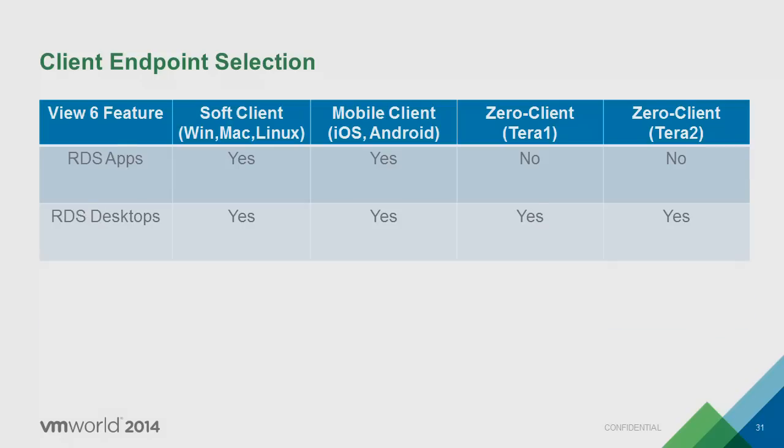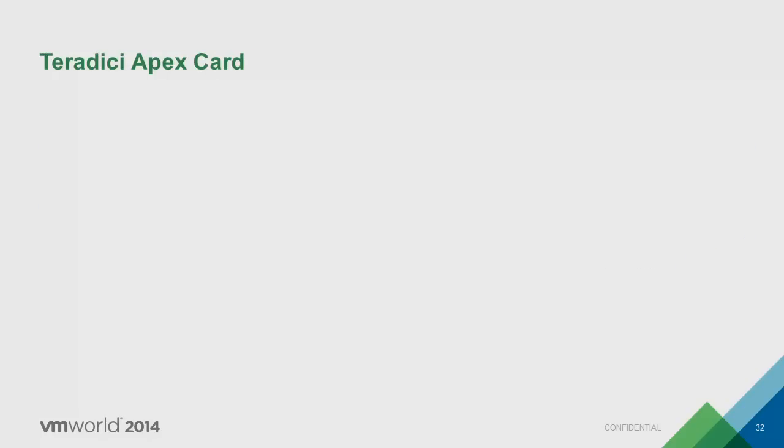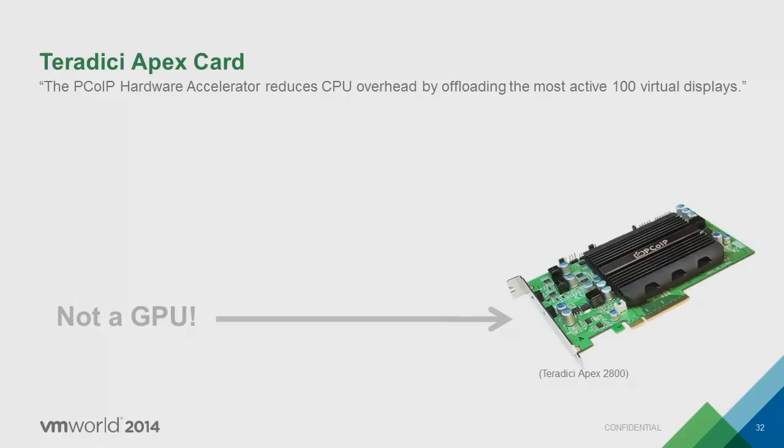So I just want to touch on another point that Tony briefly touched on earlier with RDS apps and RDS desktops that we introduced in Horizon 6. As you can see, the zero clients at the moment don't actually support RDS apps. So if you already have zero clients in your environment and you want to utilize RDS apps, the only way you can do that at the moment is to connect to an RDS desktop and then launch the RDS app within the desktop. It kind of defeats the object, really, but that is the option you have at the moment. So hopefully that will change soon, but I just wanted to let you know that that's the situation at the moment. So the Teradici Apex card, key point, it's not a GPU.